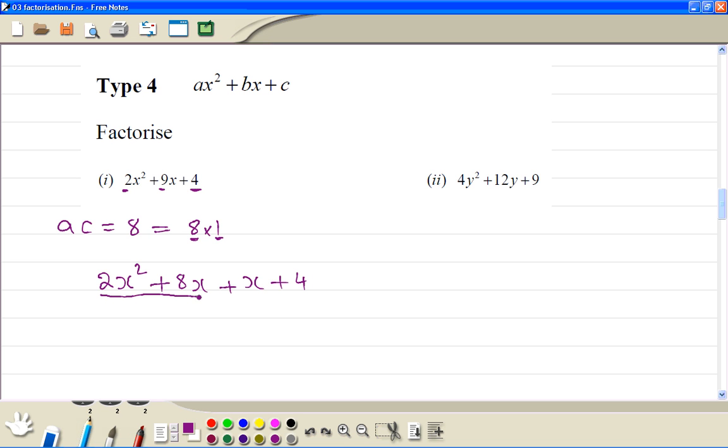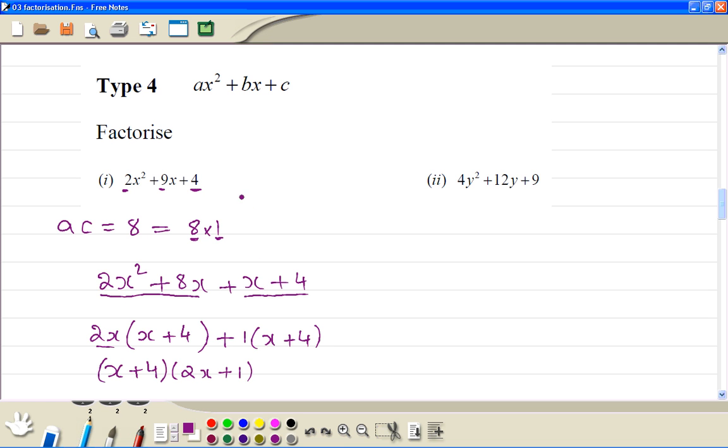Then we look for a common factor here, which is 2x. So we have x plus 4 inside the bracket. This common factor, there's just 1, so it's x plus 4. Then we have x plus 4 as a common factor. Then 2x plus 1 from here. So x plus 4 times 2x plus 1.